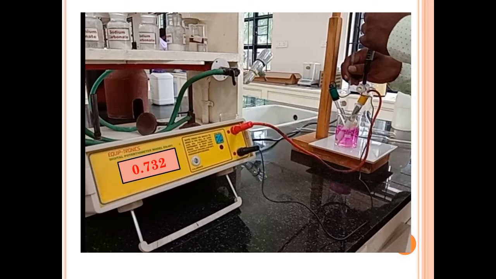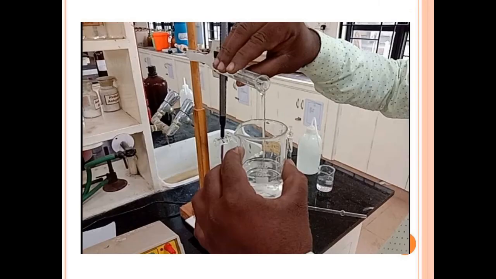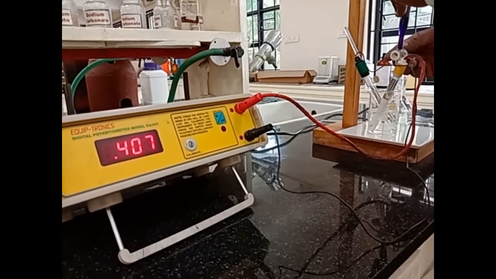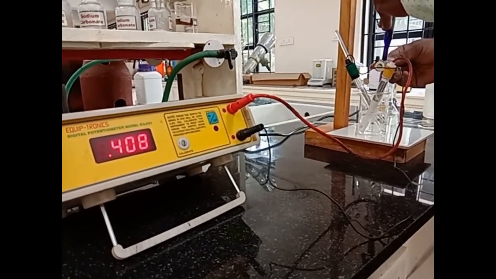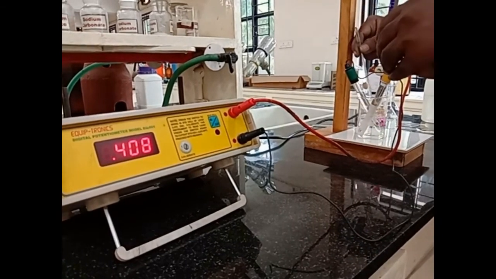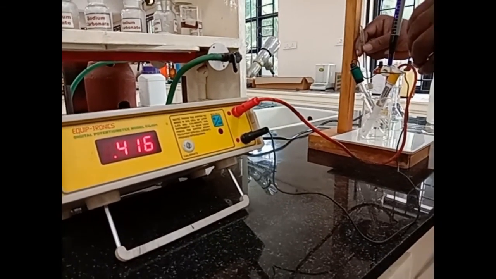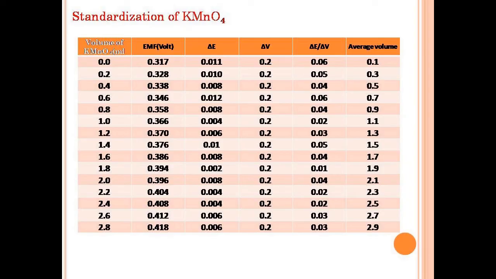In titration 2, the standard KMnO4 versus the given potassium iodide. The given potassium iodide is made up into 100 ml, from which 20 ml is pipetted out into a beaker. Dilute sulfuric acid, 20 ml, is added to it and titrated against KMnO4 taken in the burette as before. The EMF changed by the addition of potassium permanganate is noted as before.